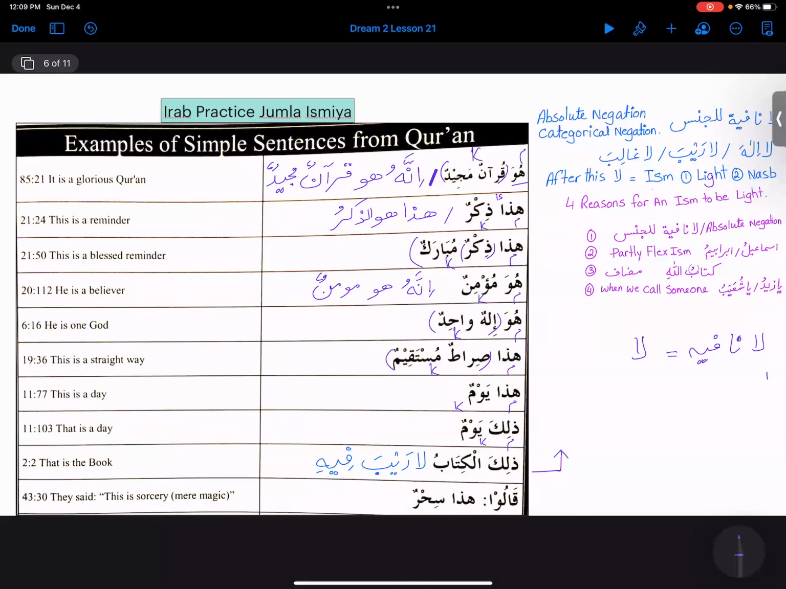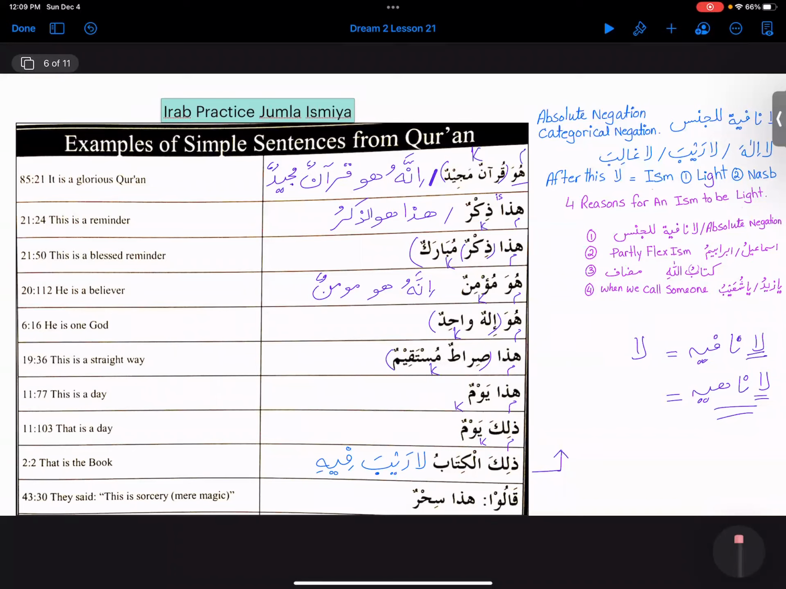Then the other La is called La Nahiya. Nahiya means to forbid someone. For example, we command and forbid, right? Do this and don't do this, right? So when we are saying don't do this, this is basically La Nahiya. And that is easy to spot because this La is going to make some changes in the fail after it, right? So that is different. And this La Nafiya doesn't do anything.